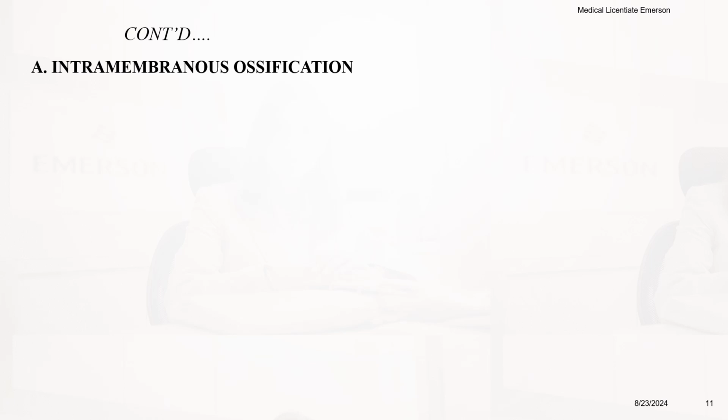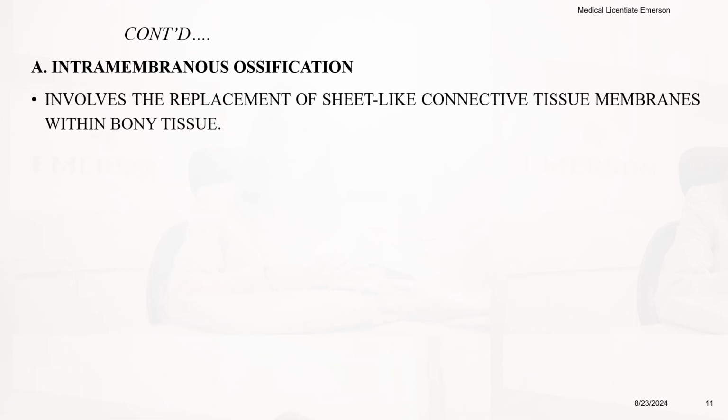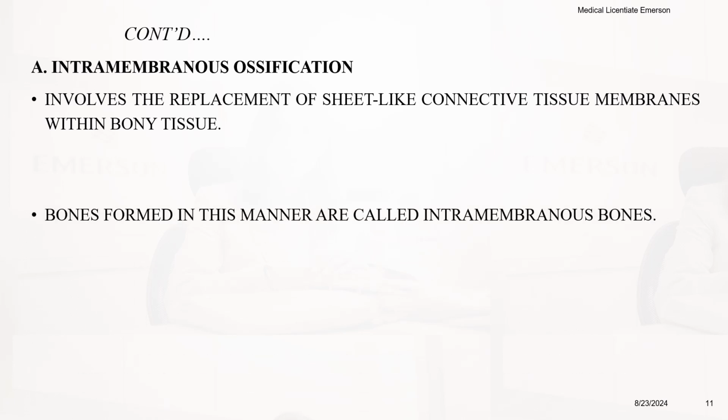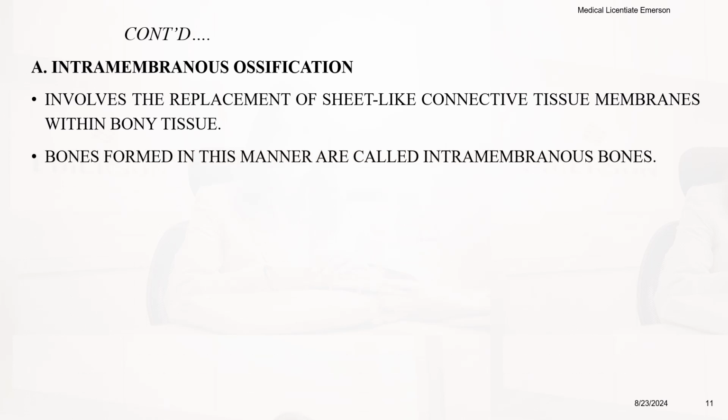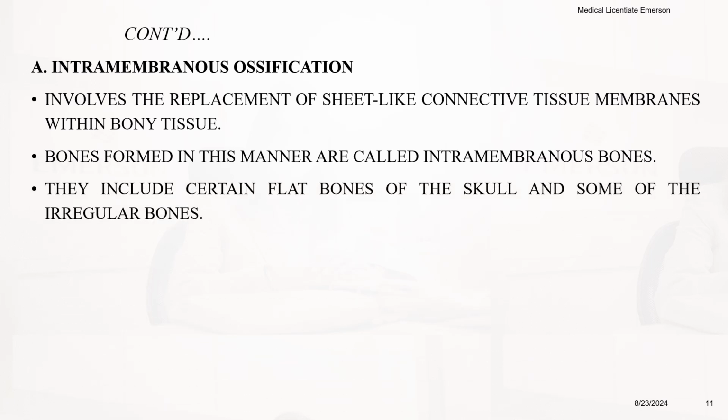So starting with intramembranous ossification or intramembranous osteogenesis, which involves the replacement of sheet-like connective tissue membranes within bone tissue. So that's what they are calling it, intramembranous, meaning the osteogenesis is going to be the replacement of the connective tissue within the membranes. So the bones formed in this manner are called intramembranous bones. Then they include certain flat bones of the skull and some of the irregular bones.